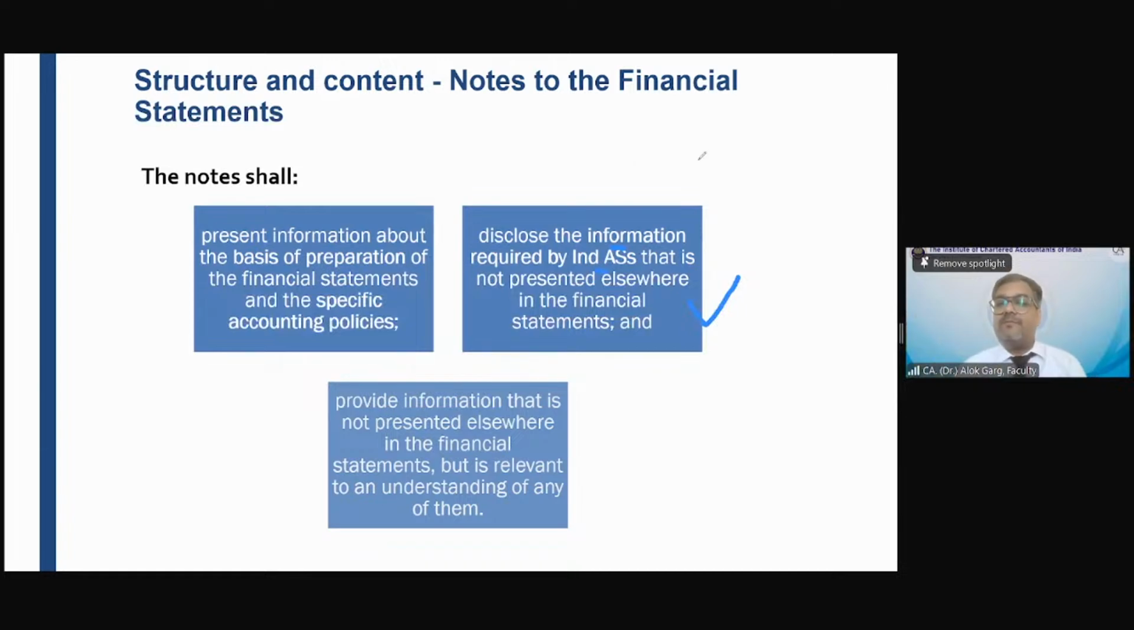Okay. Then provide information which is not presented elsewhere in the financial statement, but it is relevant for the understanding of any of them. For example, the company has property, plant and equipment of 1 lakh crore. You are looking at the balance sheet of the company and you are very happy. You are just thinking that I should invest in that company. Why? Because you have seen that the company has a long-term asset. The company has property, plant and equipment of 1 lakh crore.